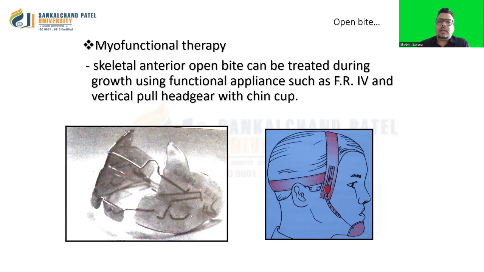Myofunctional therapy: skeletal anterior open bite can be treated during growth using functional appliances like FR4 Frankel appliance, and also a vertical pull headgear with chin cup can be given to the patient if the patient is having a skeletal open bite. So myofunctional therapy works like a wonder in a growing patient.